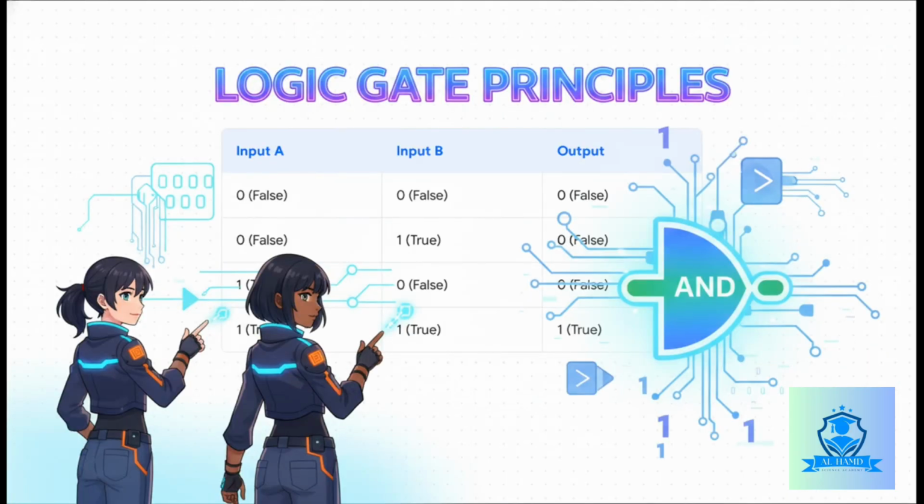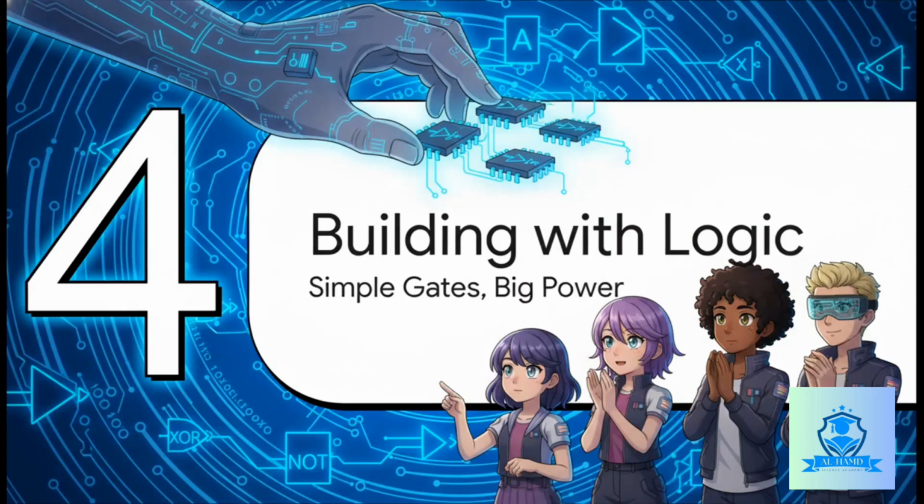This little chart here is called a truth table, and it's a key concept from our source material. Really, it's just a cheat sheet that shows you every possible outcome for the gate. Just look at the output column. See how it's almost always 0 or false? That's because the AND gate's only rule is this. It will only output a 1, or true, if input A and input B are both 1. Any other combination, you get a 0. Simple, right?